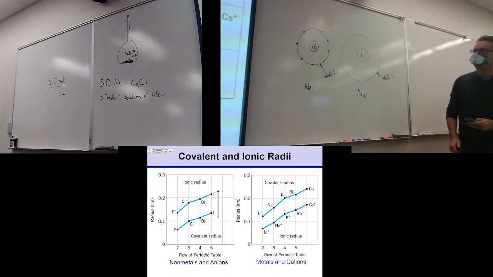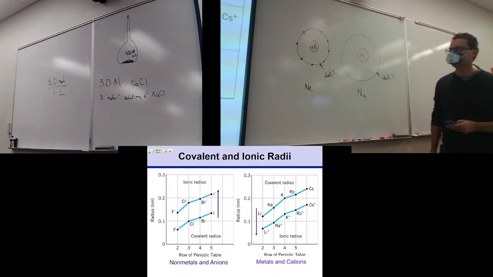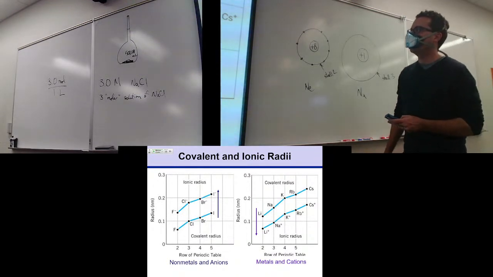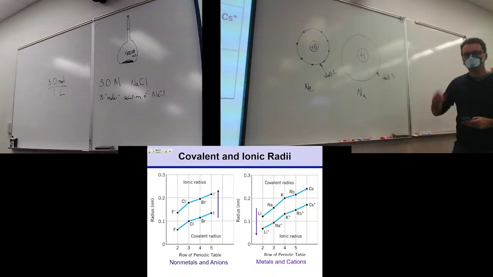Okay, so anions are bigger than their neutral form. Cations are smaller than their neutral form. If you like to memorize trends, that's one way to do it. But I think understanding why is a better way to learn this.